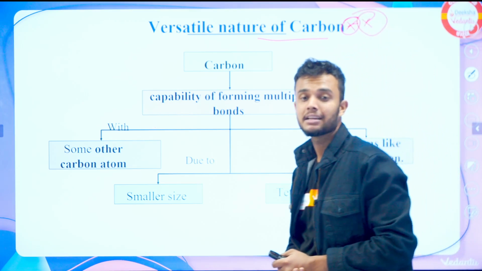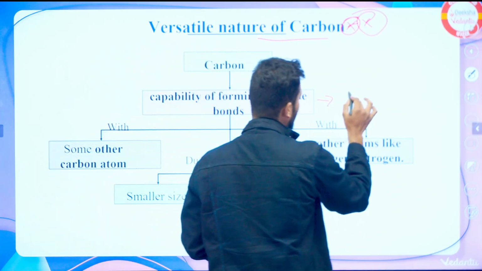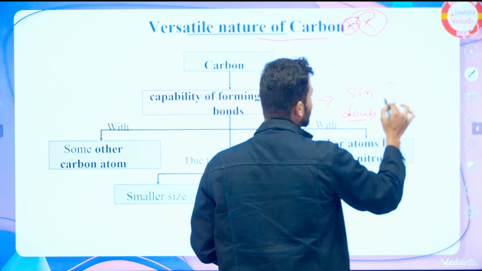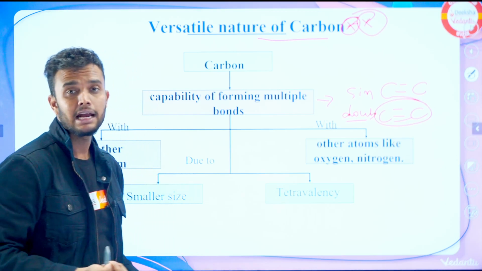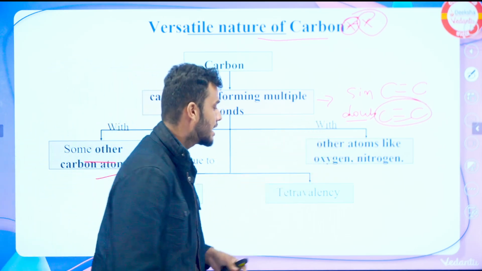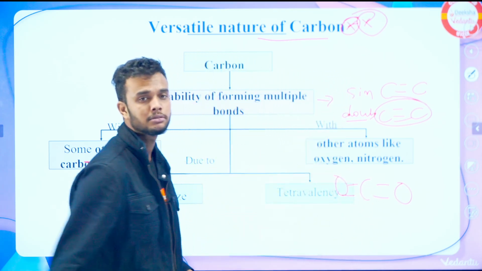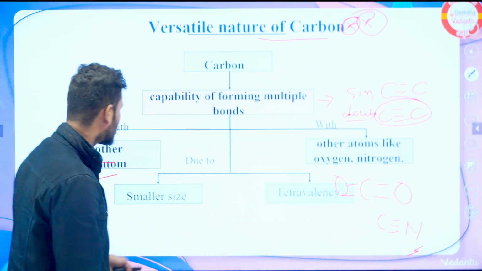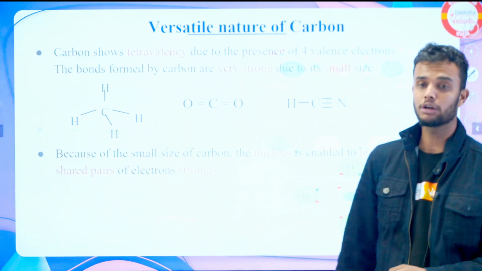What is versatile nature? Carbon has the capacity of forming multiple bonds, maybe single, double, or triple, because C-C double bonds and C-C triple bonds exist. That is the catenation property. Also other atoms like oxygen and nitrogen: what is the valency of oxygen? It forms CO2 gas, and C-N, the nitrile group. This is very important due to carbon's smaller size and tetravalency. This is about bonding.